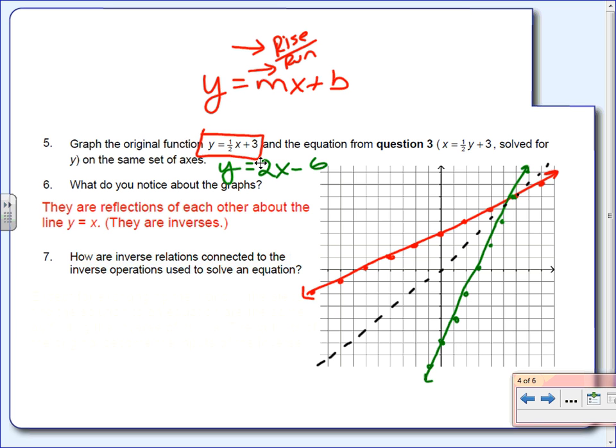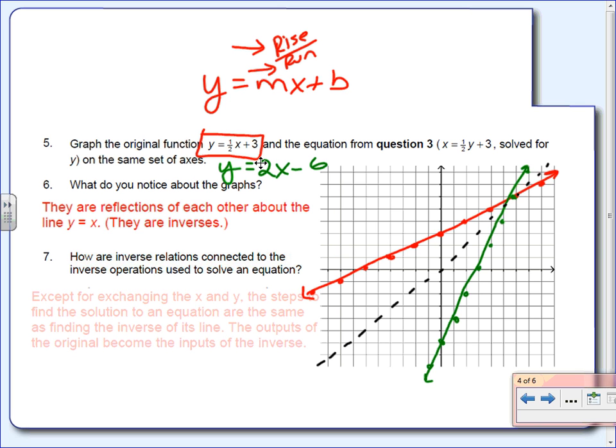Okay, number 7, how are the inverse relations connected to inverse operations used to solve the equation? Now they give us a real detailed explanation, but basically all I want you to do is write down that the process was the same. In other words, we started by subtracting 3, and then we multiplied by 2. The process is the same.